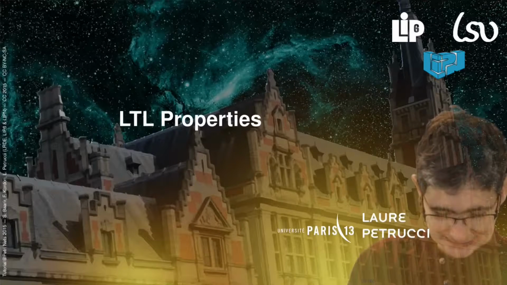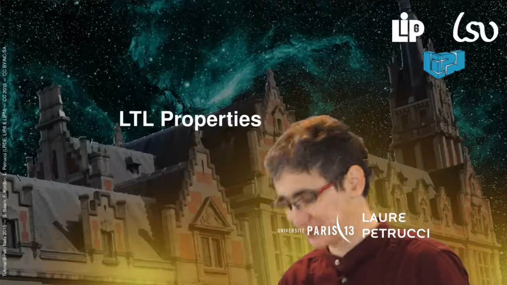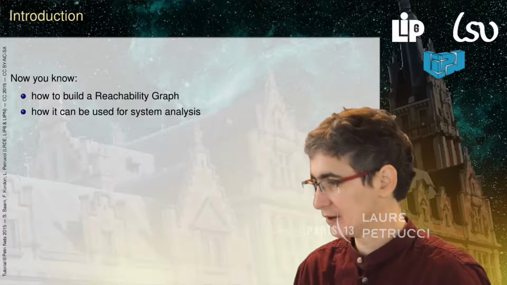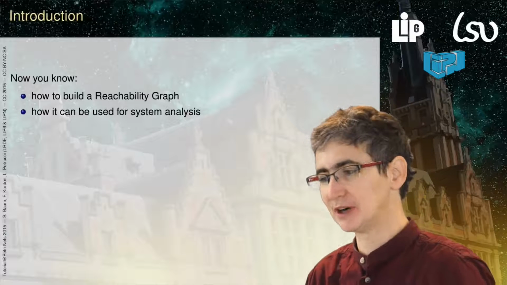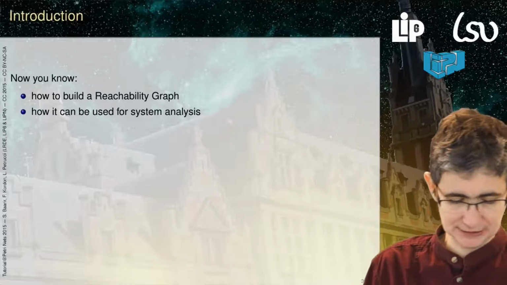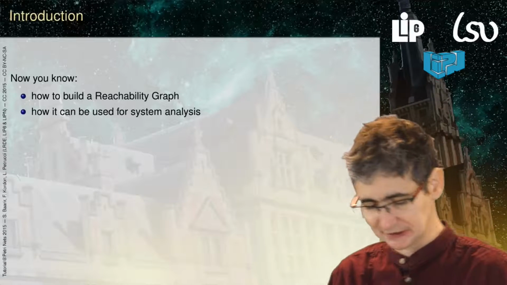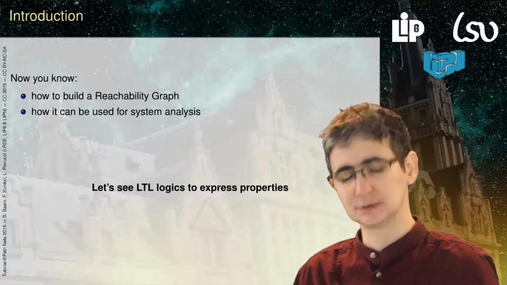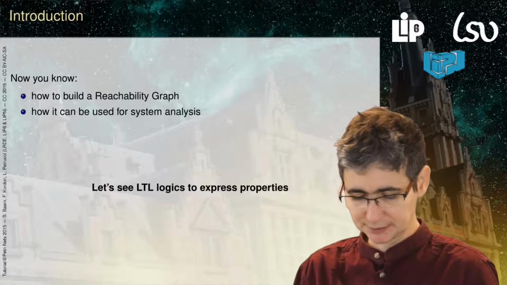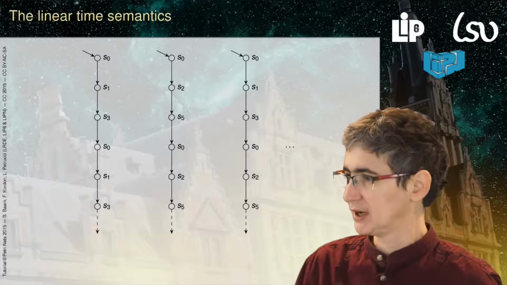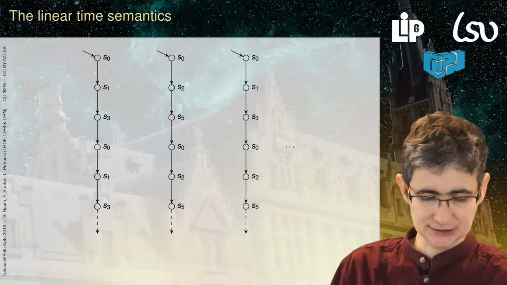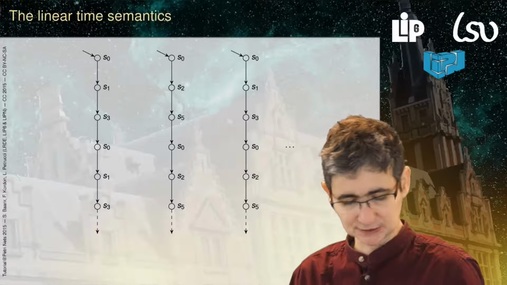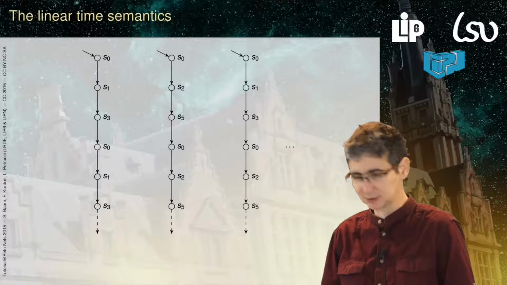Okay, so now let's have a look at the LTL properties. We've seen how to build a reachability graph and how we can use it for basic system analysis, and we'll see LTL logics now in order to express more elaborate properties. LTL has a linear time semantics, and therefore it considers paths of executions.